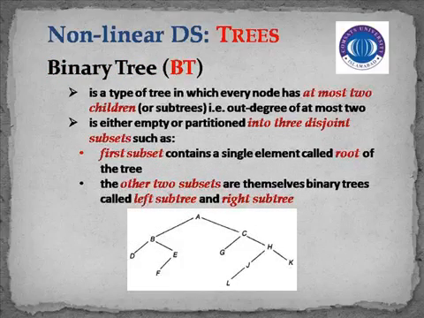Dear listeners, as described in the last lecture, the binary tree BT is a type of tree in which every node has at most two children or subtrees. That is, the out degree of a binary tree is at most 2. The binary tree is either empty or partitioned into 3 disjoint subsets. The first subset contains a single element called the root of the tree. The other 2 subsets are themselves binary trees called the left subtree and the right subtree. Such a binary tree is depicted in the diagram below.